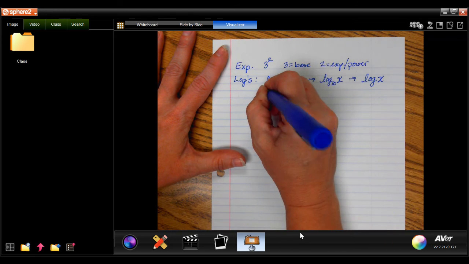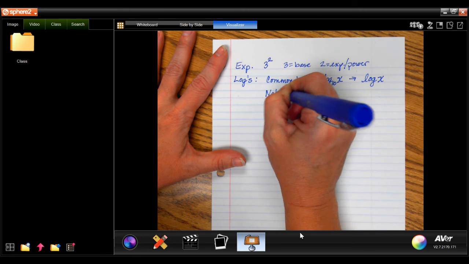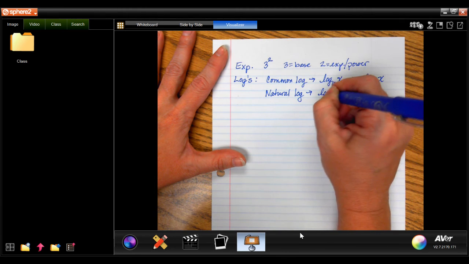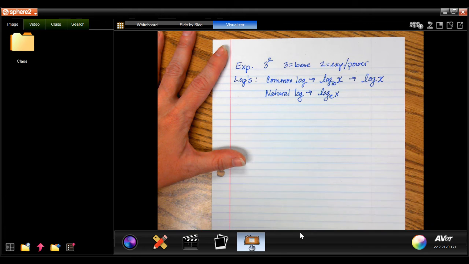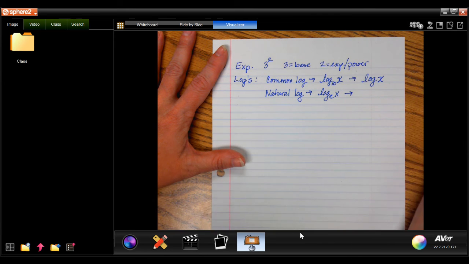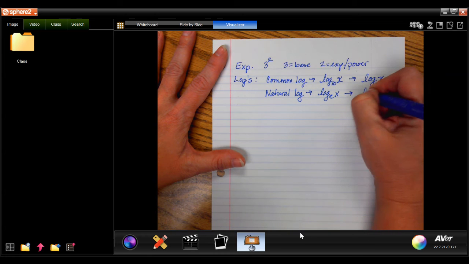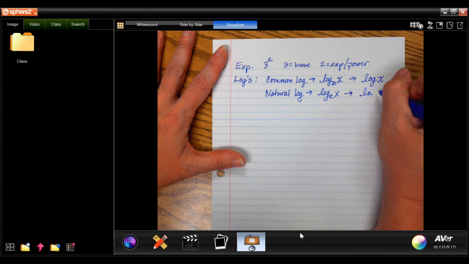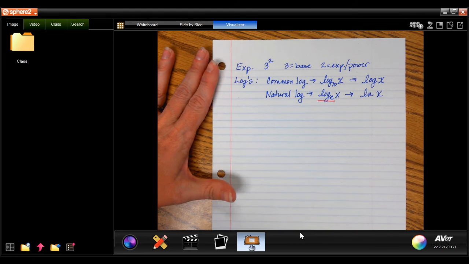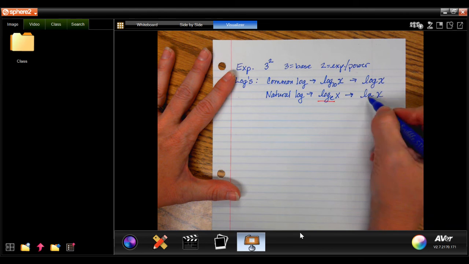The other item is a natural log, and that's when the base is e. Now, e is a number, just like pi is a number, and it has a symbol. E is 2.718, and it goes on and on and on, just like pi does. Now, this one can be rewritten as natural log, that's ln of x. So if you see log base e, it is ln.